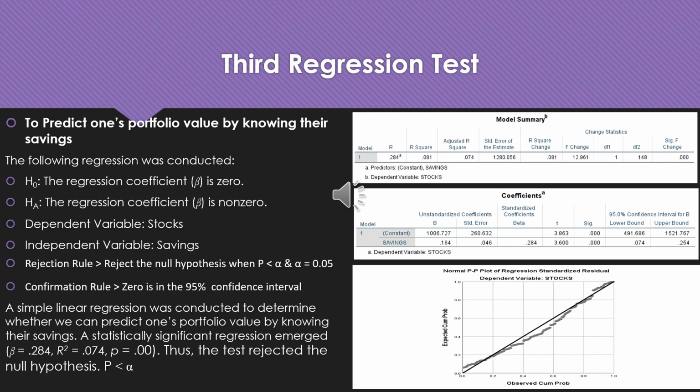0.074, and the p-value was 0. Thus, the test rejected the null hypothesis. The p-value was less than alpha. Please view the tabulations and graph adjacent.